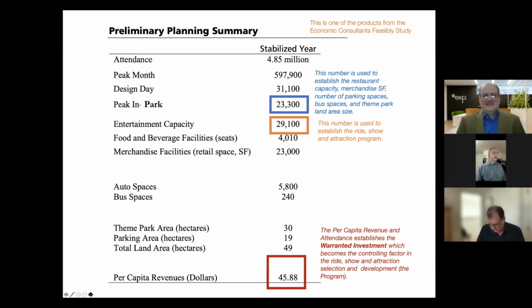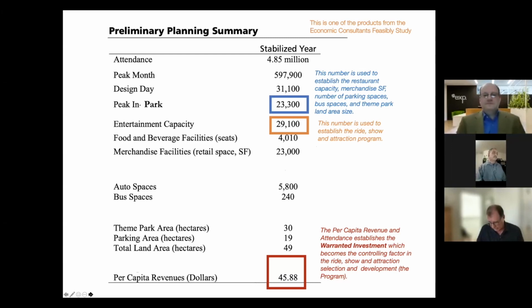The second chart, and really where landscape architects come into play and start to use these numbers, is to calculate the areas or sizes of all the support activities. As you can see in this chart, the number of seats for food and beverage facilities, the square footage of retail space, the number of required parking spaces, and even the size of the park and the total site.